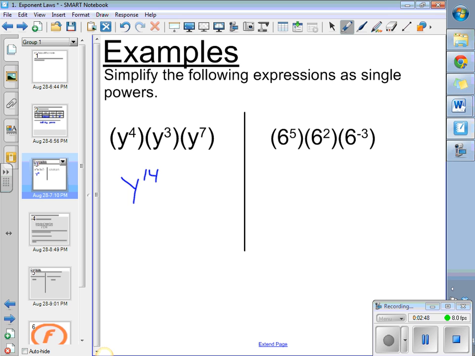And this next one, 6 to the 5th power times 6 to the 2nd power times 6 to the negative 3rd power. So we've got 6 to the 7th times, and then the negative 3. So we subtract, and we get 6 to the 4th power. Did you guys catch that? 5 plus 2 is 7, minus 3 gives us 4. So we've got 6 to the 4th power.